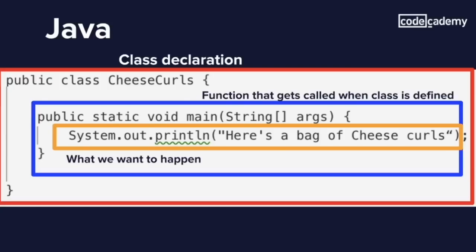Now you don't need to understand the actual syntax of what I'm showing you. I just want to show you that there's a lot that you have to do just to print something as simple as here's a bag of cheese curls. You have to jump through all of these different hoops just to do something very simple.